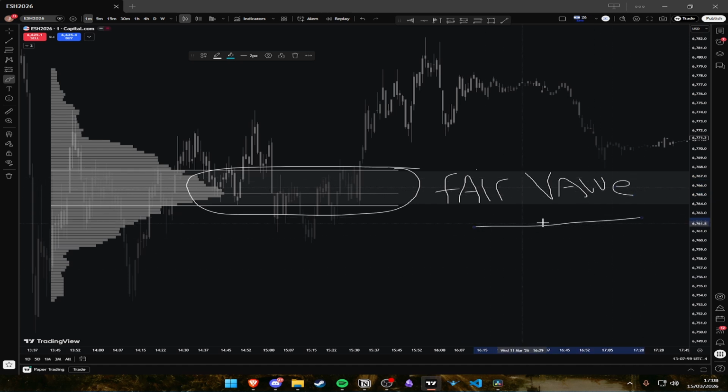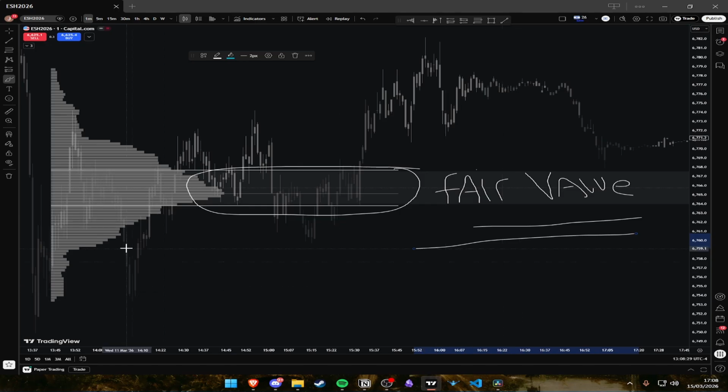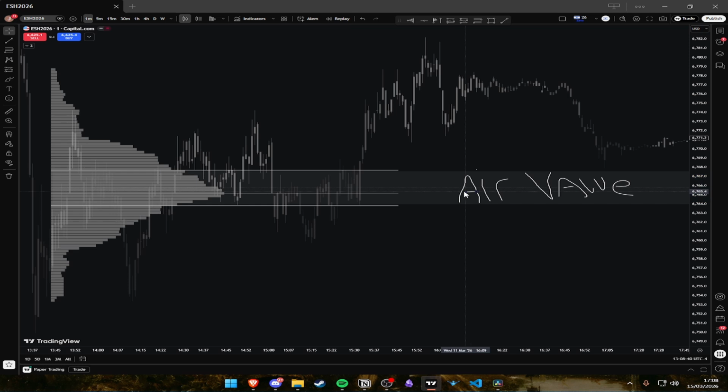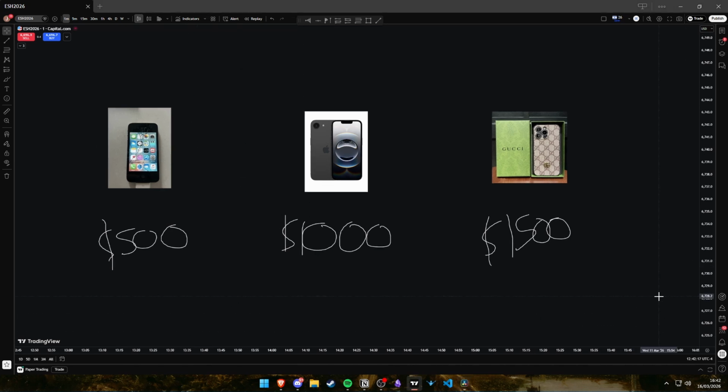And I know that most people know what a fair value gap is, and I'll get to that in the next video, which should be about volume profile. But fair value is important because that's where price, the chart, the candlesticks, that's where price was transacted the most. That's where most volume in price was transacted. So I'm going to use an analogy to explain it if you don't understand.